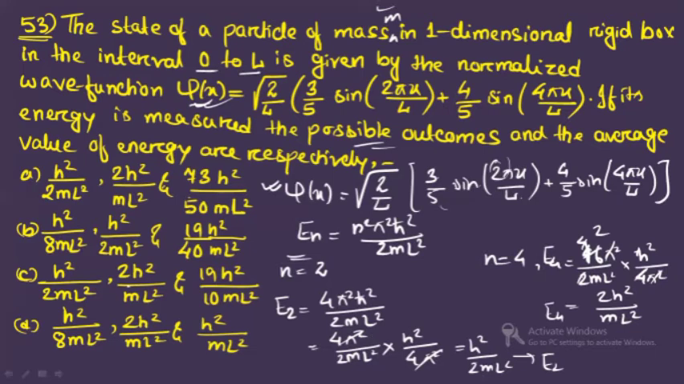H square by 2 ml square. So if you see, out of these three, option A and option C have E2 as h square by 2 ml square. Again E4 is 2h square by ml square. So E4 is also the same. Now we will see the average value of the energy.